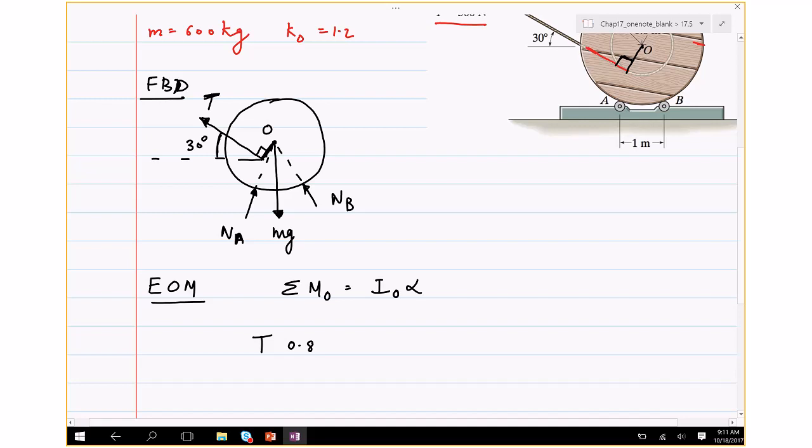And I need to put the right sign. So if I'm taking moments about O, I hold the spool at the center and apply the tension. The effect of applying the tension causes the spool to turn clockwise. And my convention is clockwise is negative. So it's negative.